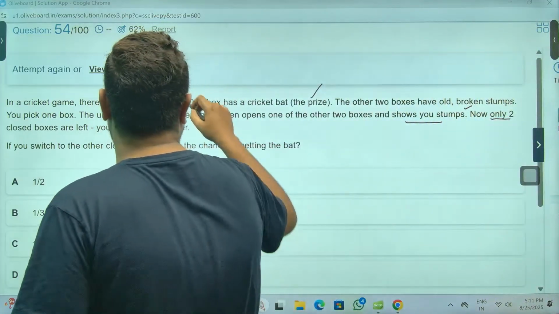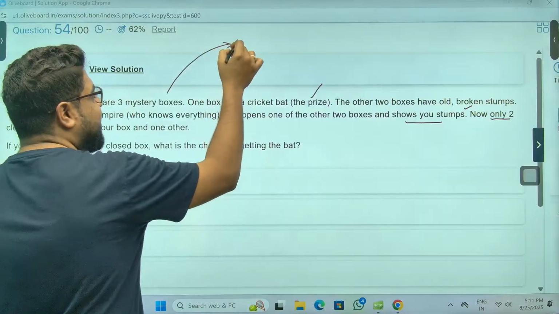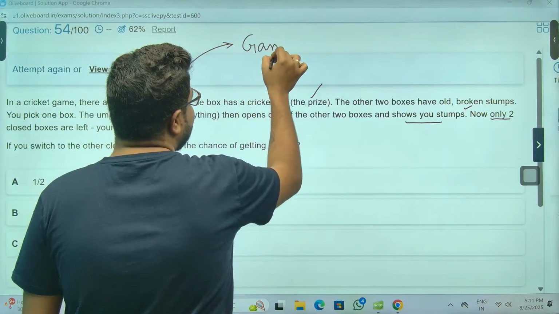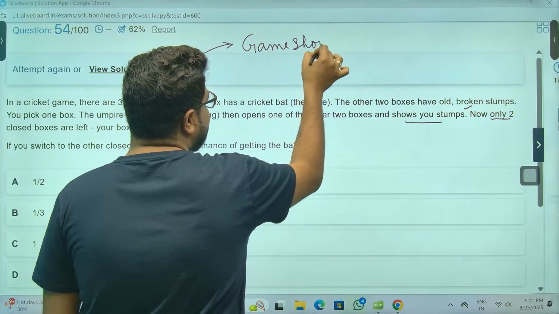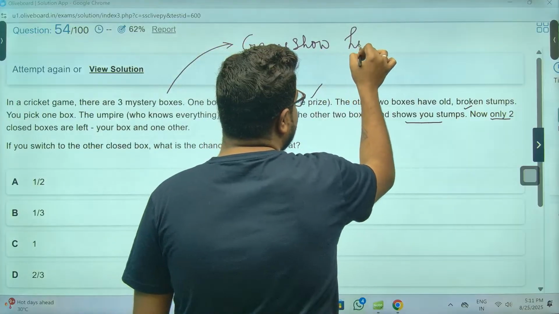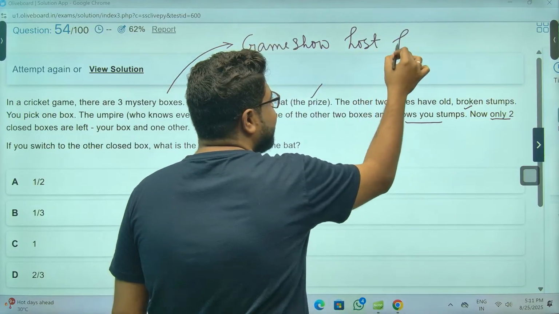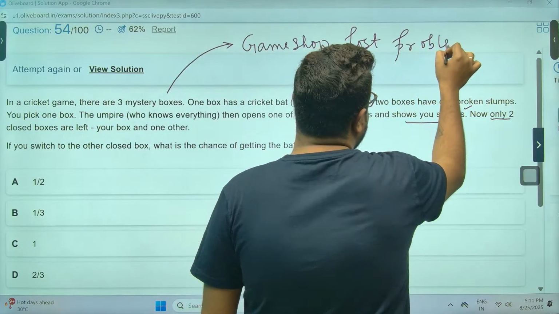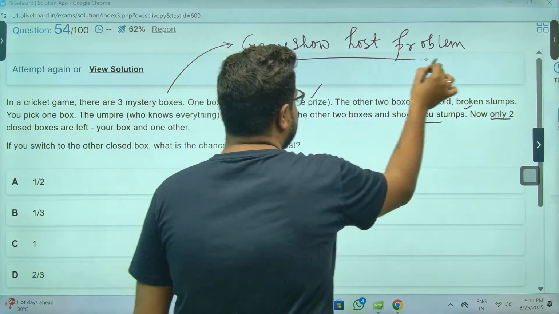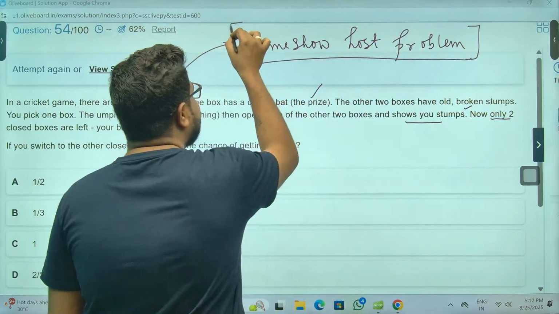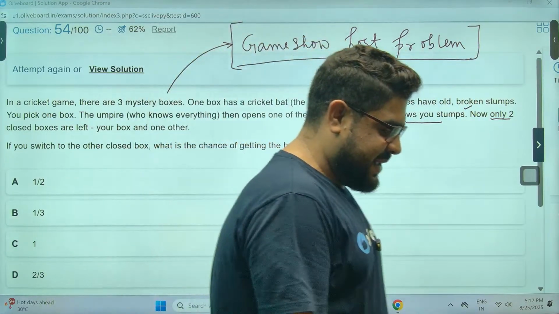Sir, this is a very famous probability problem called the game show host problem.